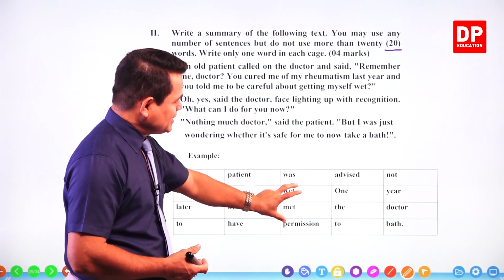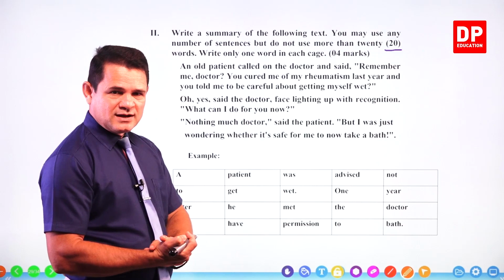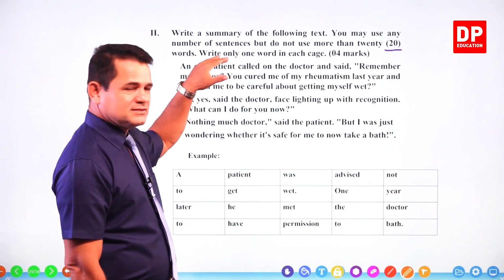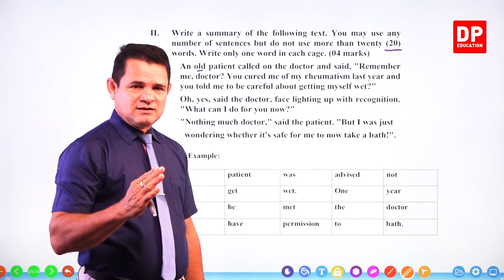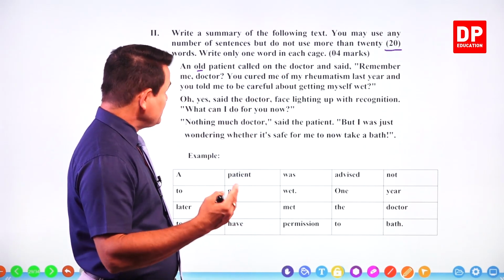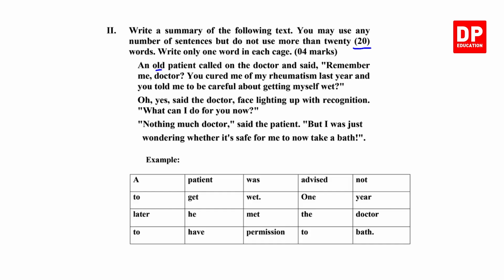Then, we have to write this in a shortened form. If you remove the descriptions, you get the idea. This is one example of how to write it. Now, just have a look at this one. A patient was advised not to get wet. A patient. Whether the patient is old or young is not mentioned, only old patient, so we don't take those adjectives. When you write the summary you remove those adjectives and descriptions, like 'did you remember me doctor, you cured me'. You are not going to take those things, and the most important word here is patient. We take the word patient, and that a doctor advised him.